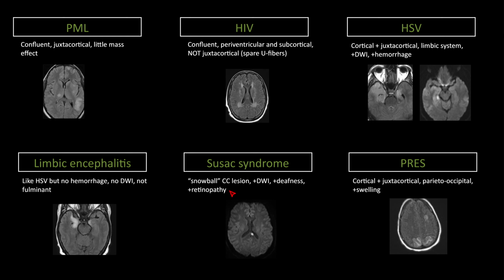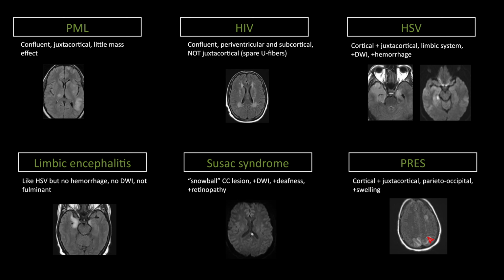We talked about Susac syndrome, which is an endotheliopathy, and a lot of times mimics MS. But some of the hallmark features of Susac are this clinical association with deafness and retinopathy, as well as the presence of these beefy snowball corpus callosal lesions that tend to be DWI positive. So if a hallmark of your case is DWI positivity in your lesions, think of Susac syndrome.